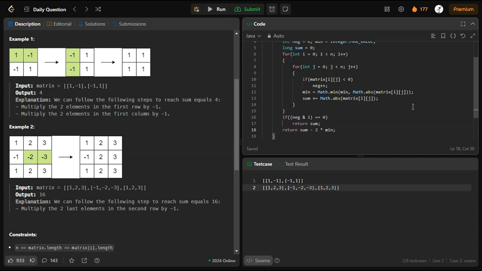Otherwise, I will remove the minimum element that I had included as absolute, and then I will have to remove it again so as to account for the negative sign accompanied with it.